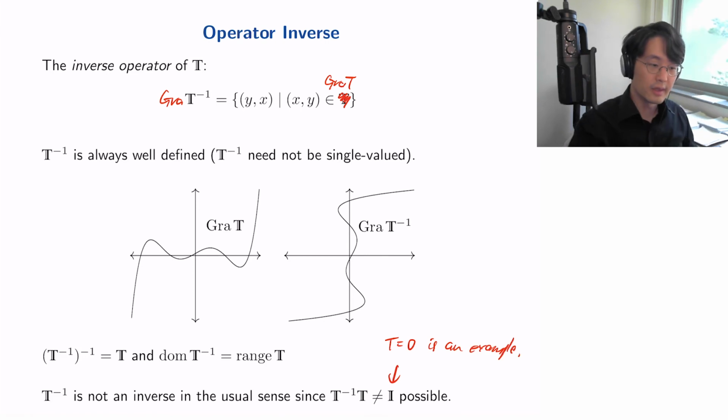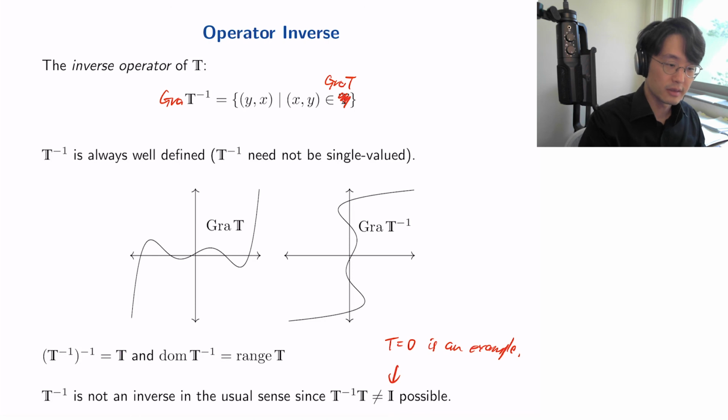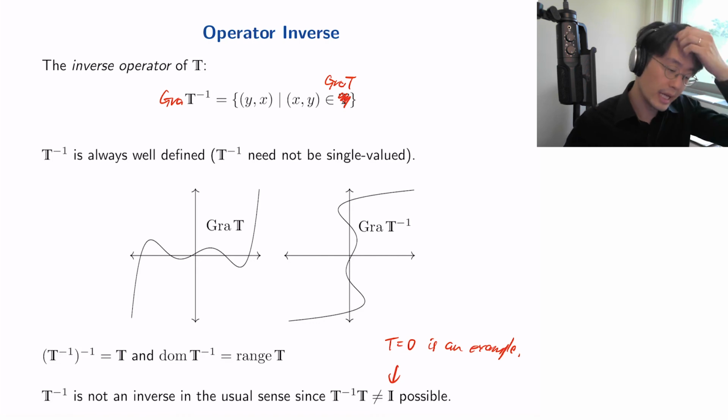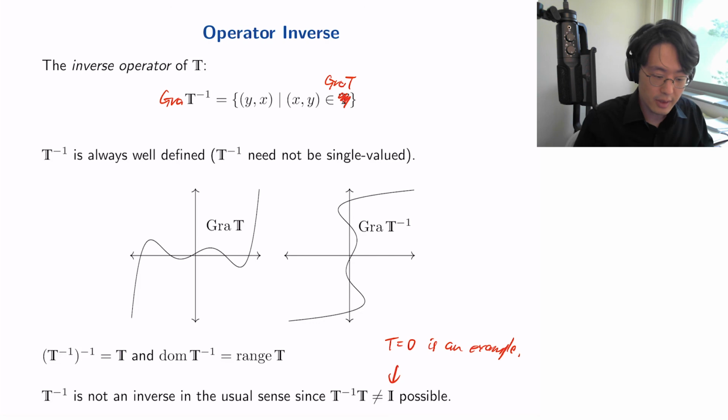I urge you to think about this. What's the inverse of the 0 operator? I want you to think about that. Give this some thought, try to think about what T inverse T is, and make sure you understand why it is not equal to the identity operator.